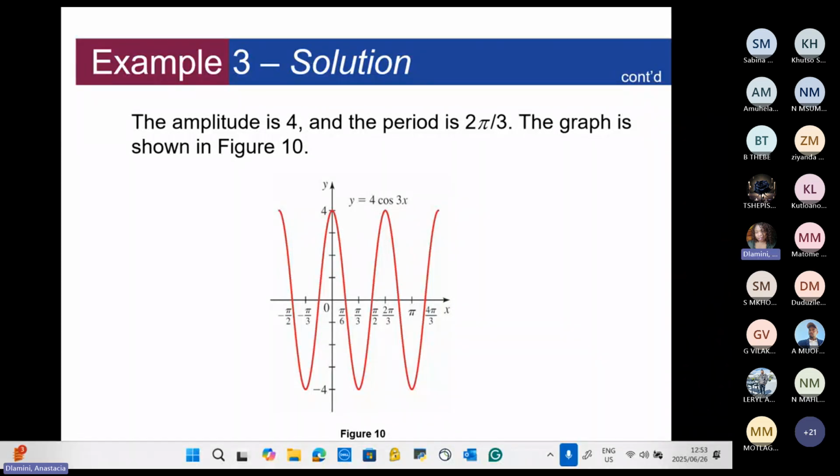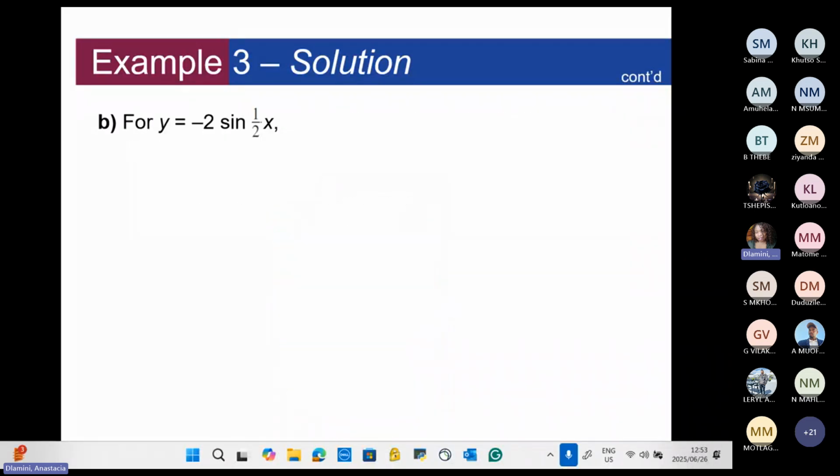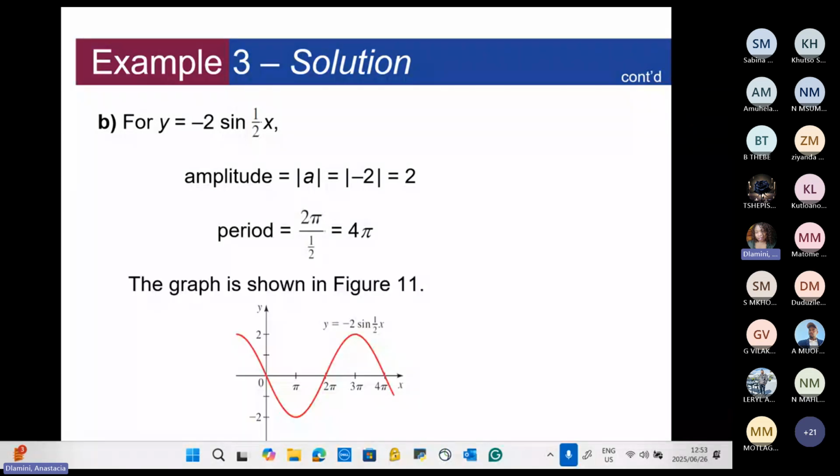Here we said the amplitude is 2, the period is 2 pi over, well done, and then the graph is this. But you then did the appropriate interval. Okay. Are we all together, guys? I'm moving to the next one.